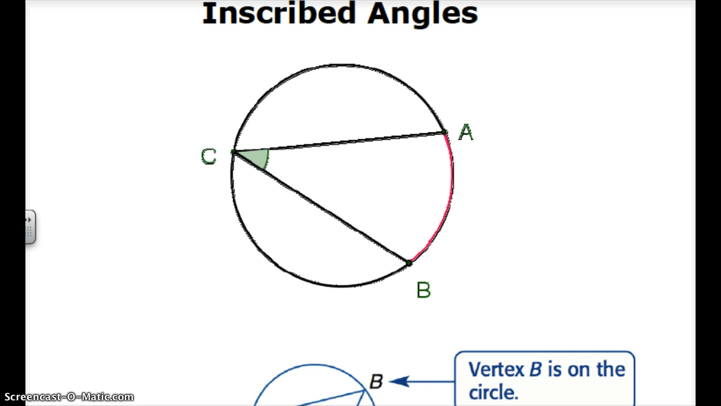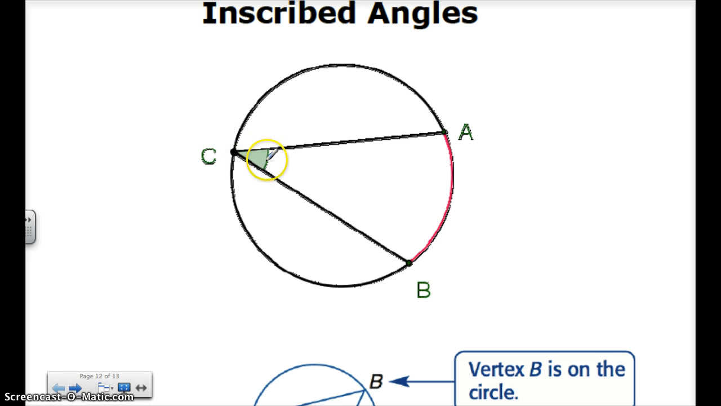Now, before we get started, I think it'd be probably good to know what an inscribed angle is. So let's talk a little bit about that. By definition, an inscribed angle is an angle whose vertex, you remember that's where the two lines meet, is on the circle.